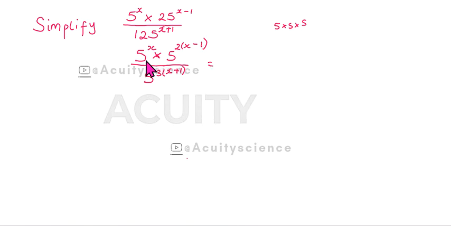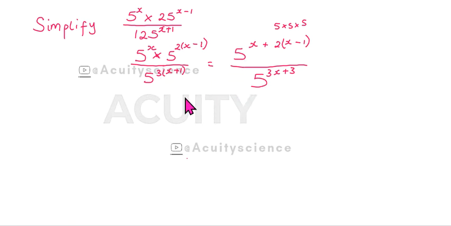Alright, so because they are in the same base, I can add. So I'll say 5 raised to power x plus 2 bracket x minus 1. I've applied the addition law: when numbers of the same base are multiplied, we add the powers. Down here, I have 5 raised to power 3x plus 3 because I've expanded: 3 times x, 3x, 3 times 1, 3.